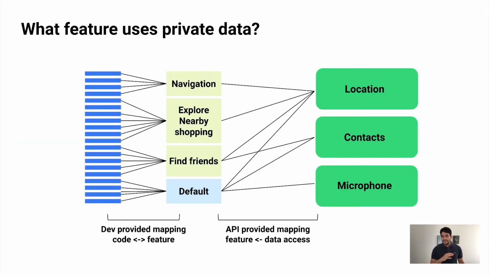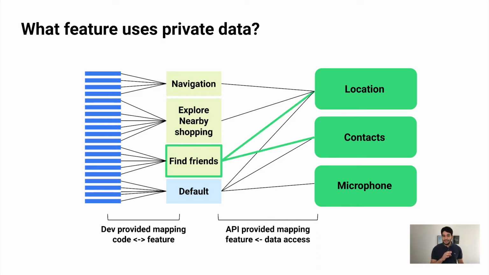For more complex applications, you may have a lot of distinct features. For example, a mapping app may have a navigation, explore nearby shopping, and find friends feature. In Android 11, we allow applications to attribute a subset of the app as belonging to one feature when using the data auditing API.